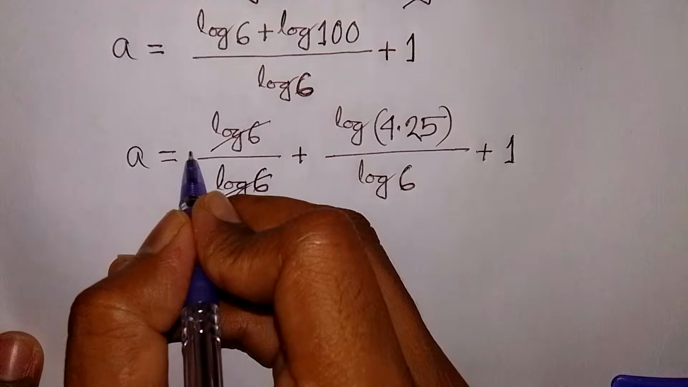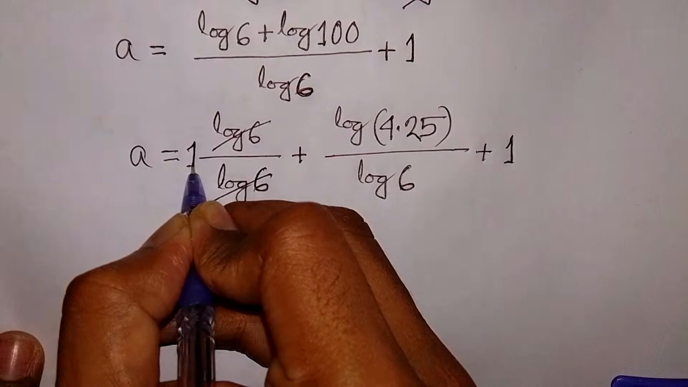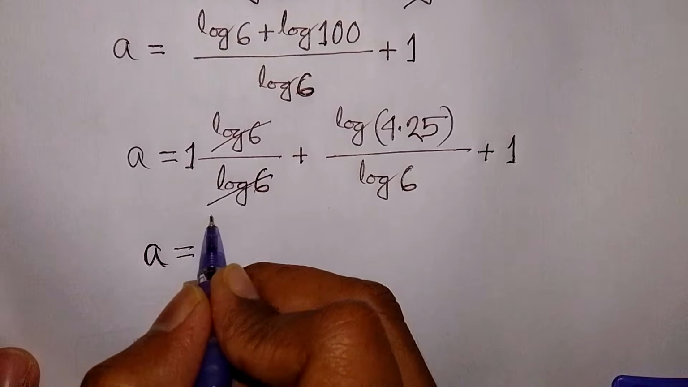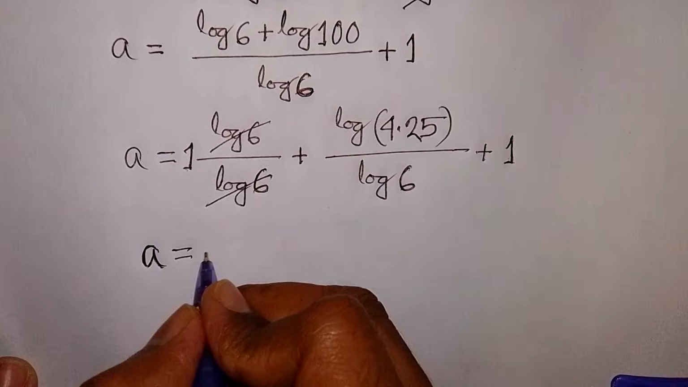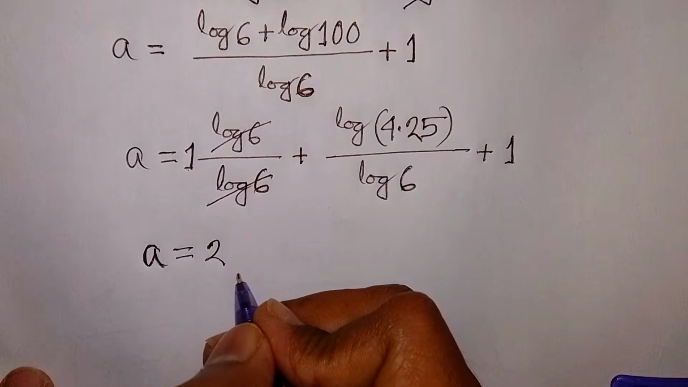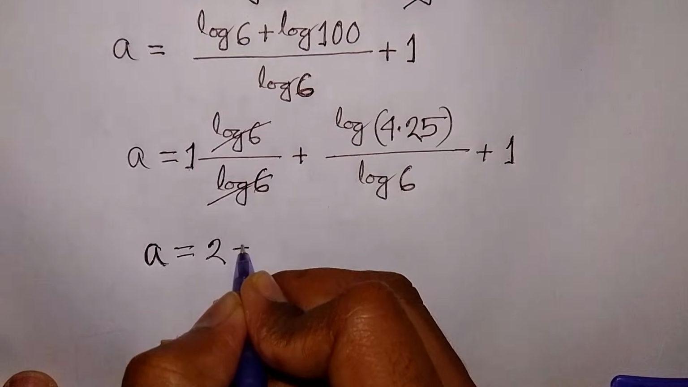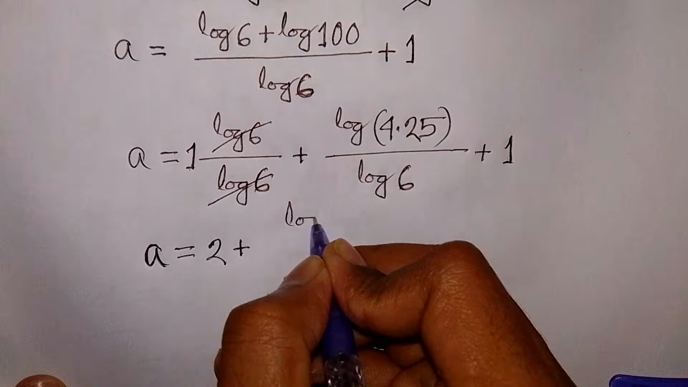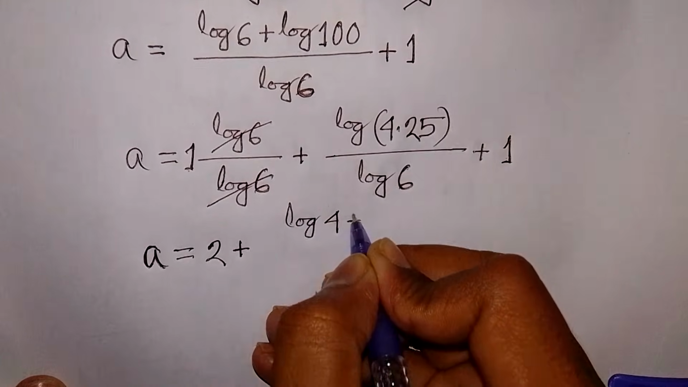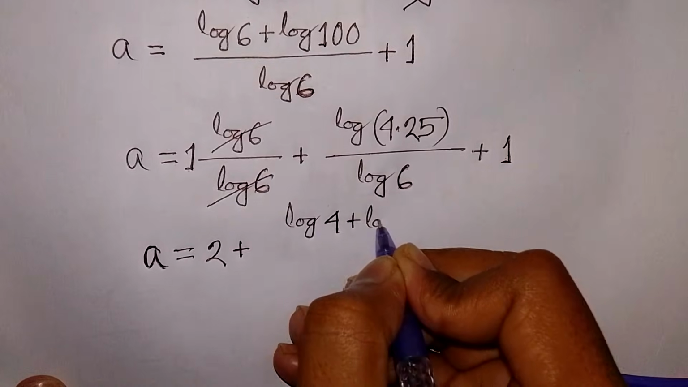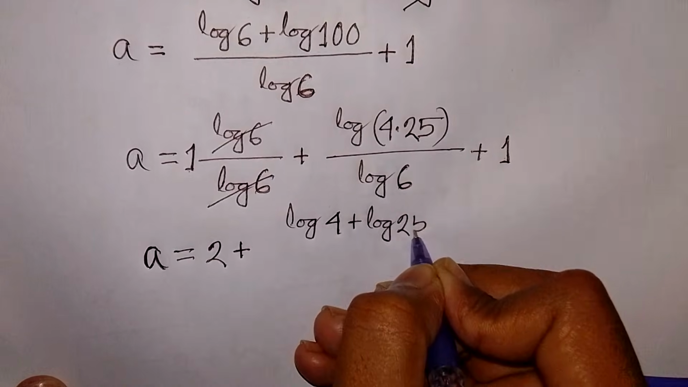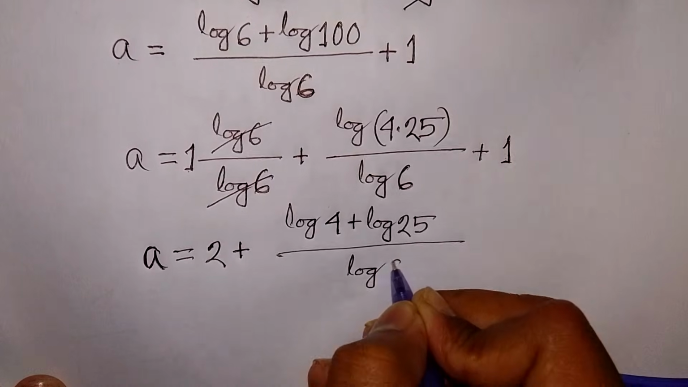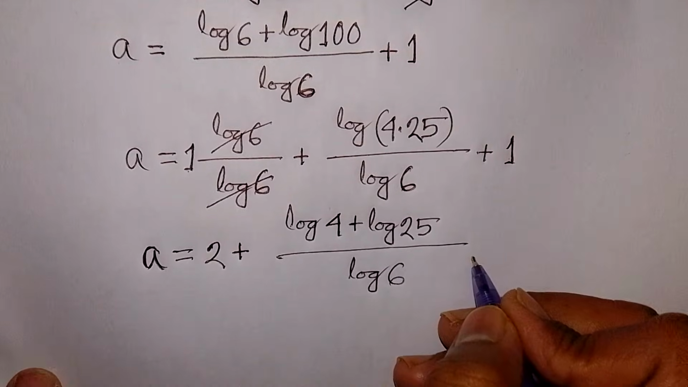This cancels out. Here a will be equal to 1 plus 1 is same as 2, plus log of 4 times 25, which is same as log 4 plus log 25, over log 6.